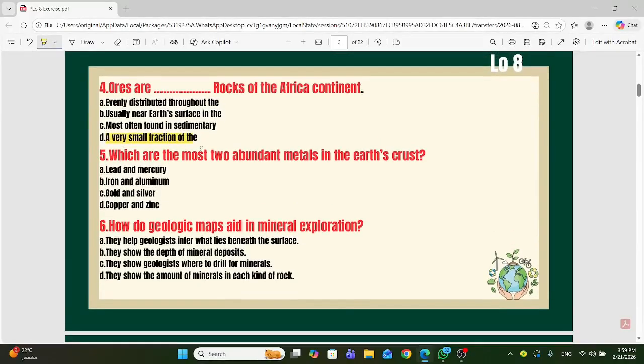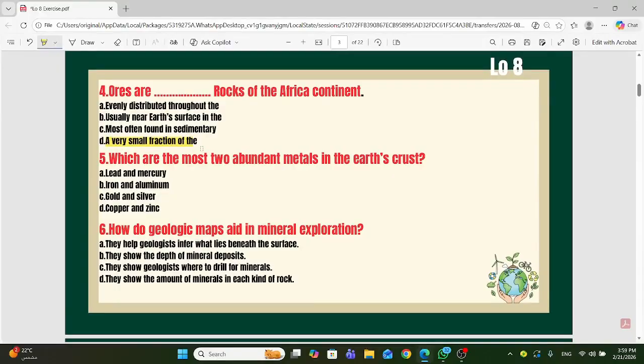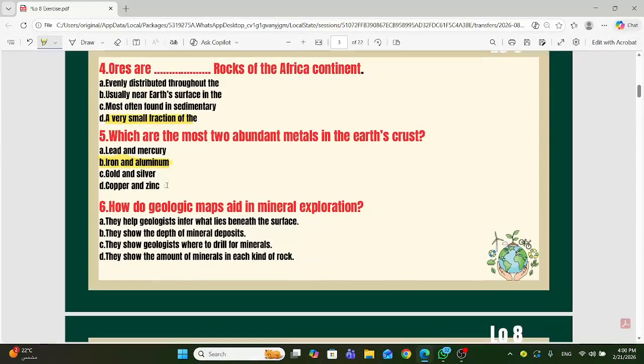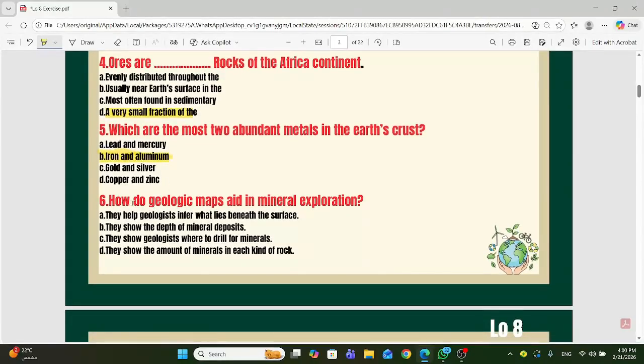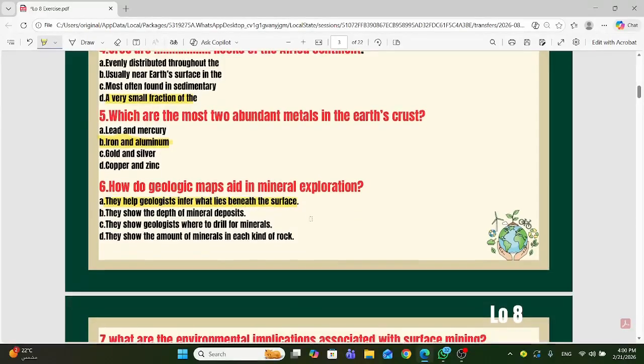طيب which of the most two abundant metals in the Earth's crust؟ الليد والميركوري، ولا الأيرون والألمنيوم؟ الأيرون والألمنيوم. دول أكتر اتنين metals موجودين في الأرث crust. طيب how do geological maps aid in mineral exploration؟ يبقى إزاي هي بتساعد؟ قلنا هي بتساعد الجيولوجيست إن هما infer what lays beneath the surface، يعرفوا إيه اللي موجود beneath the surface.